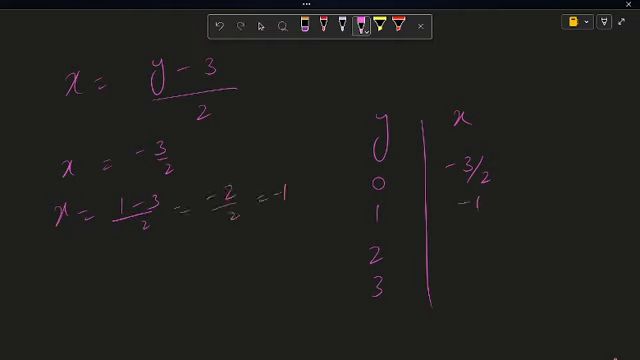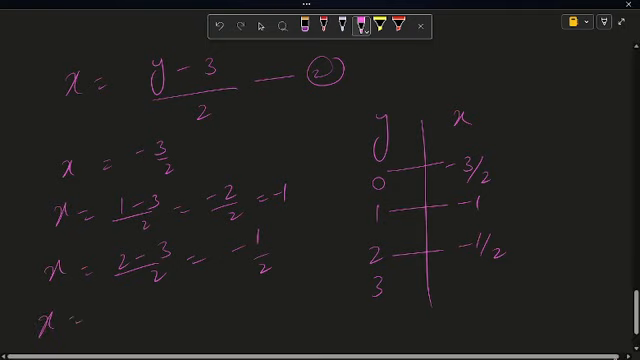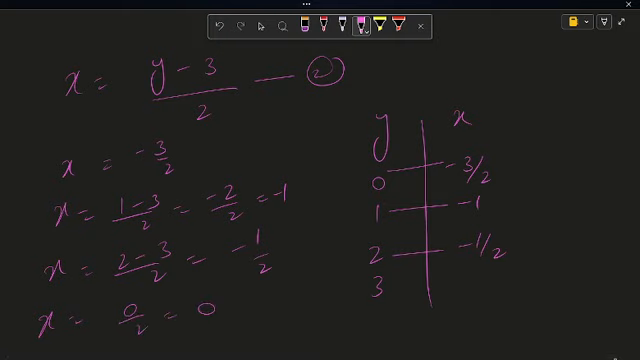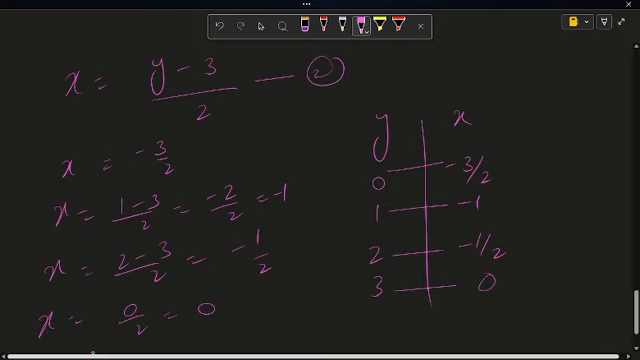Minus 1. When I put y equals 2 in this equation, that was equation number 2 actually, that gives me (2 minus 3) over 2, that gives me minus 1 by 2. It means that for this value I have minus 1 by 2. When I put y equals 3 in this equation, my x value would be 0 by 2, that is actually 0. So 0.